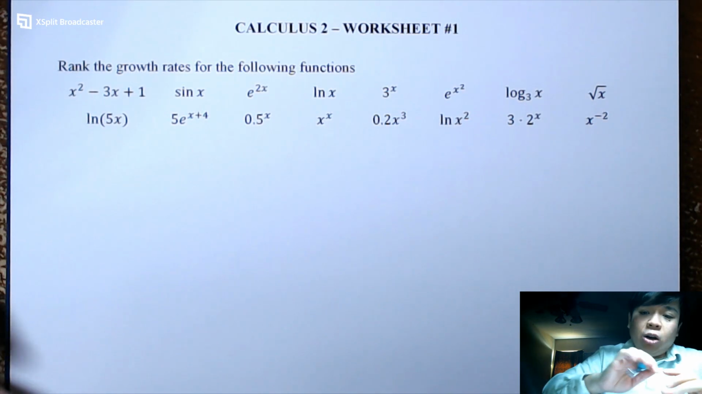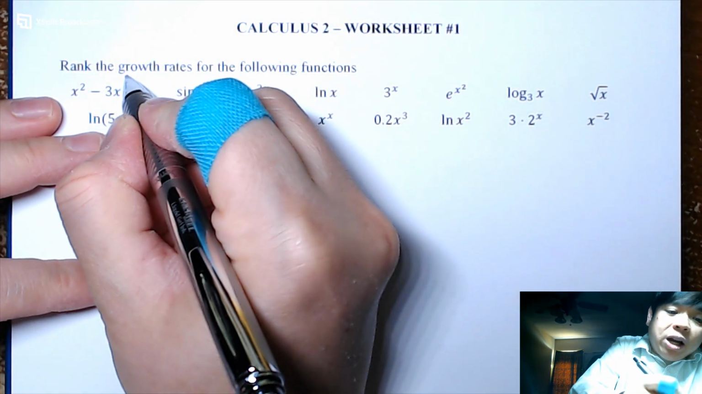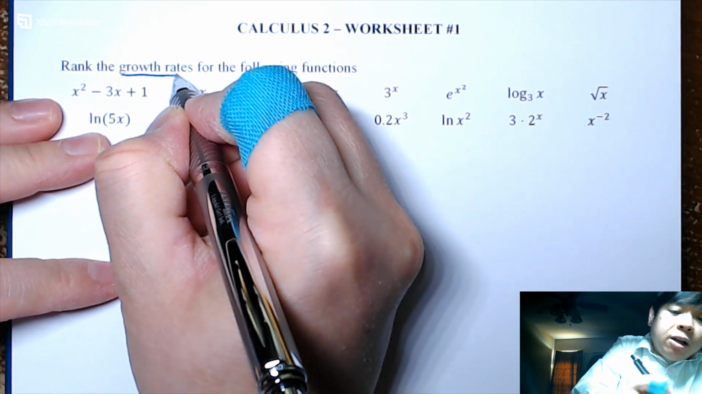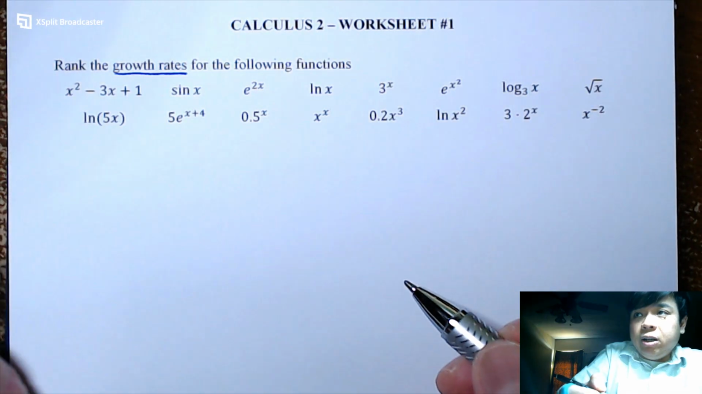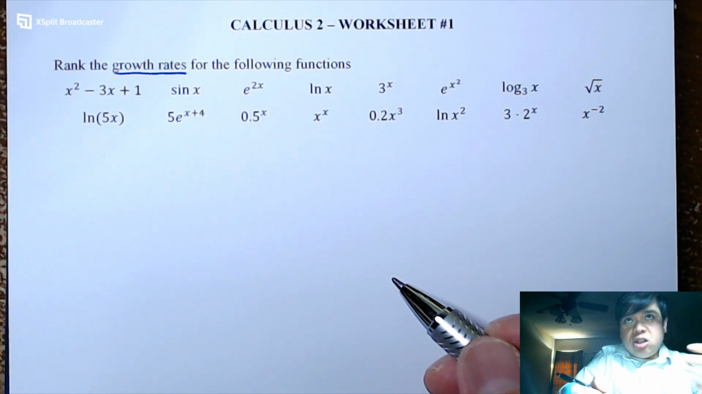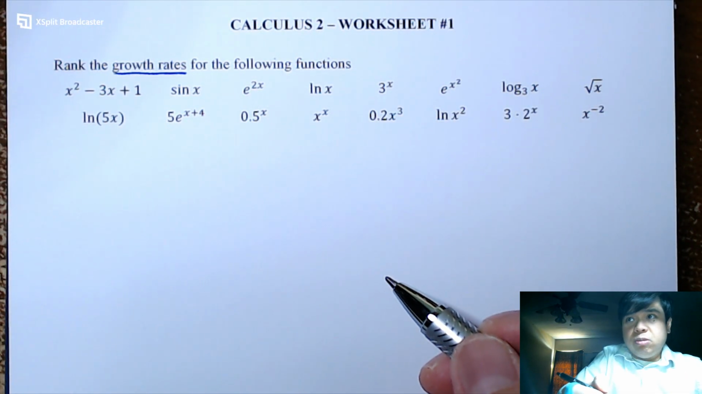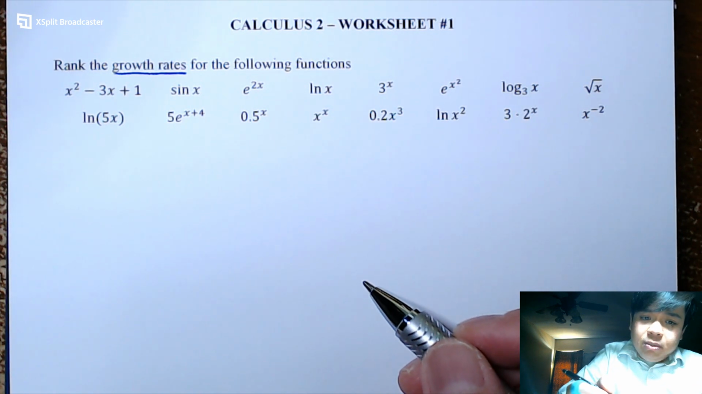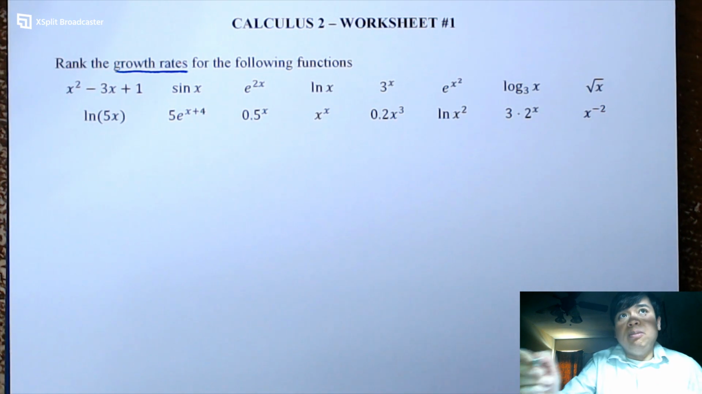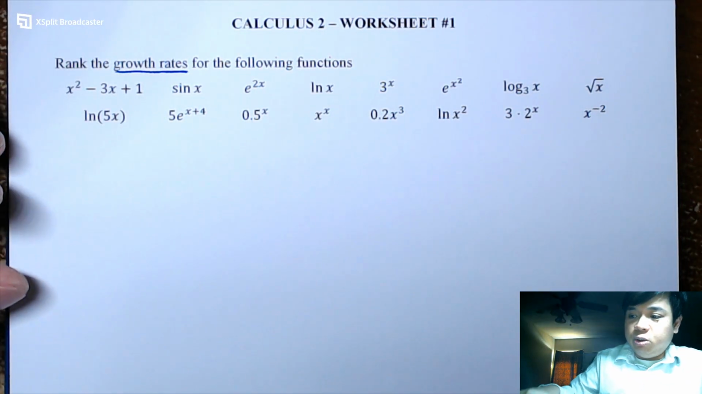So we rank the growth rate. The growth rate is how fast a function will go to infinity. It only counts if it goes to infinity. If it does not go to infinity, that will be the slowest, and we're not going to rank those functions. And so a few things we need to note.